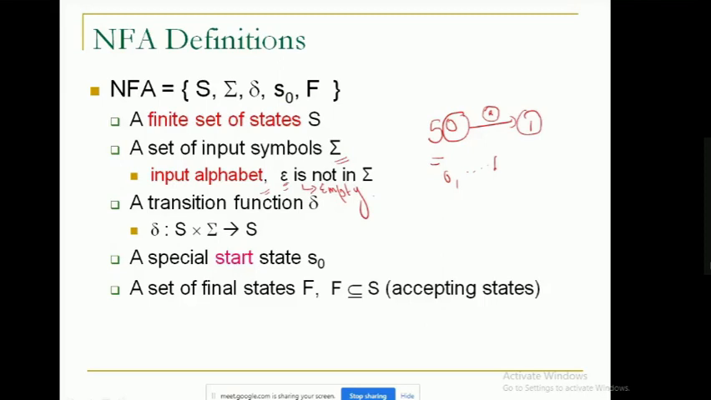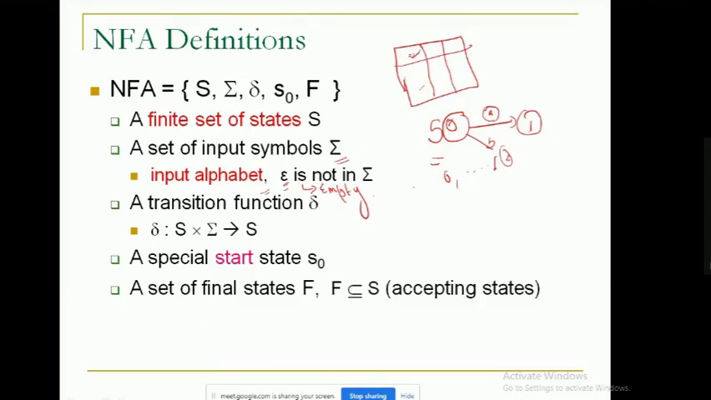Okay, and you are moving from 0 on reading A to 1. From 0 on reading B, it is moving to 2. Like that, you have to give the rules, no? That will be represented in the form of a transition function, which is explained here using a data structure, that is the transition table.